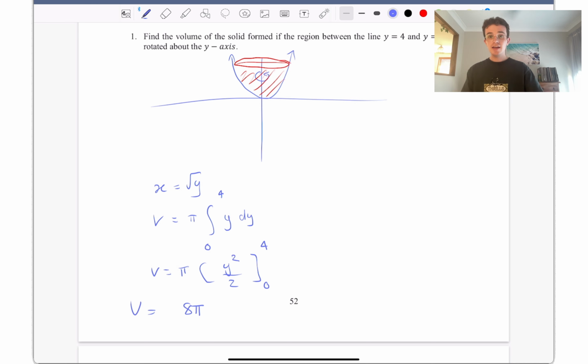Again, I think it's quite fascinating that something as obscure as a bowl can have a volume that's so exact, and it's 8 pi. I don't know, I think that's quite fascinating.